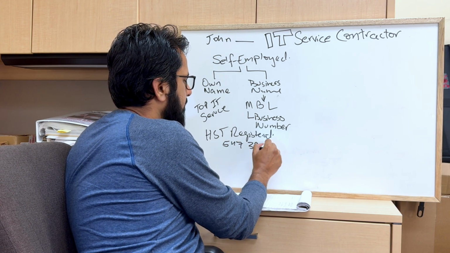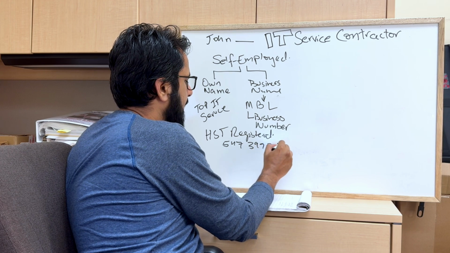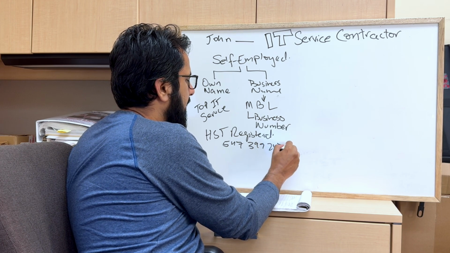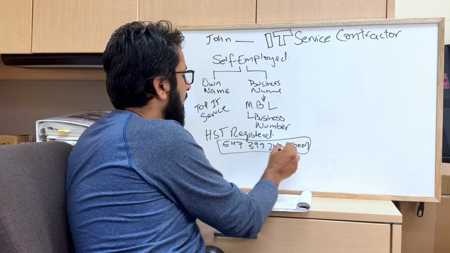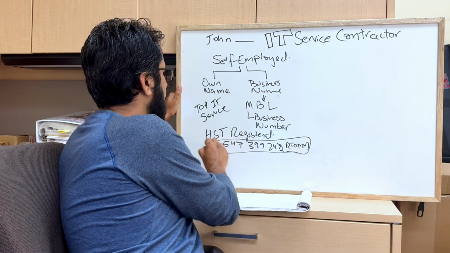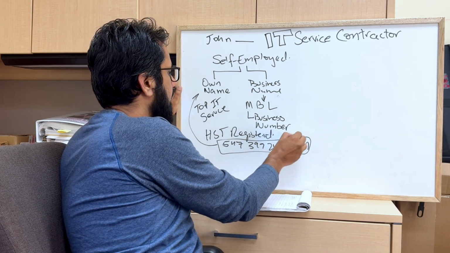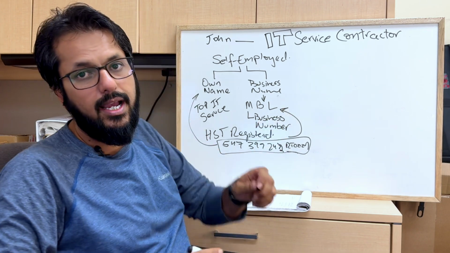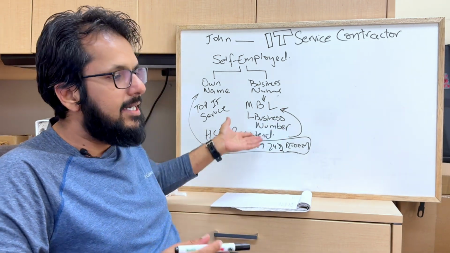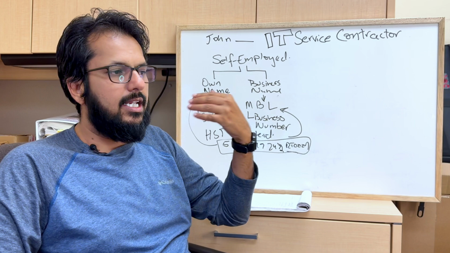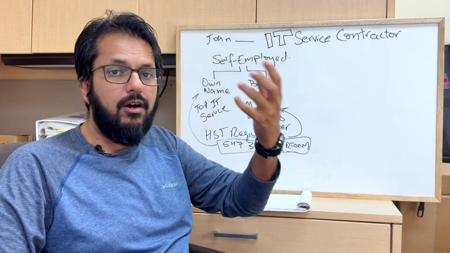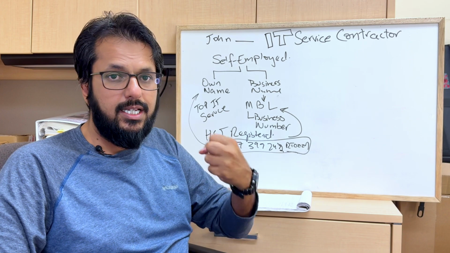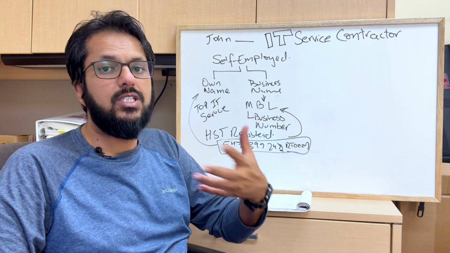Okay, so you know that number, 547399 243 RT0001. That kind of HST number can be registered under his own name or under the business name. Okay, so once he has that, that means he's good, and he can charge or collect HST for his IT consulting or IT contracting business as well.